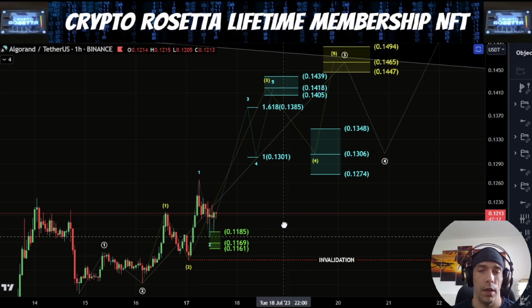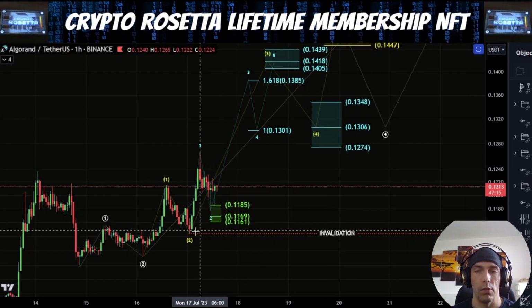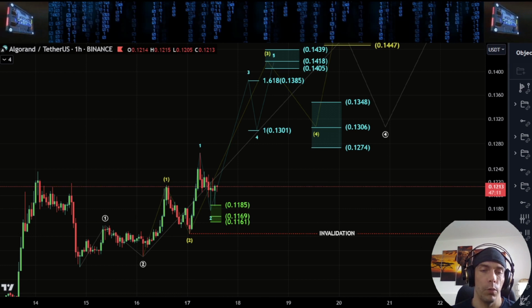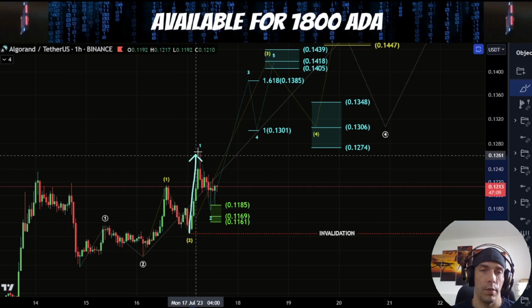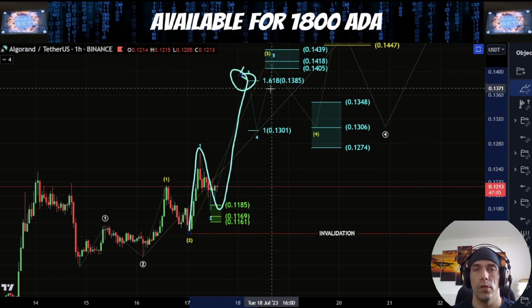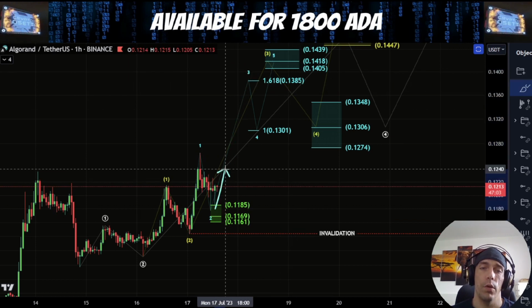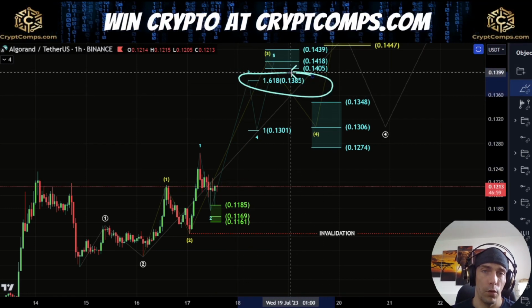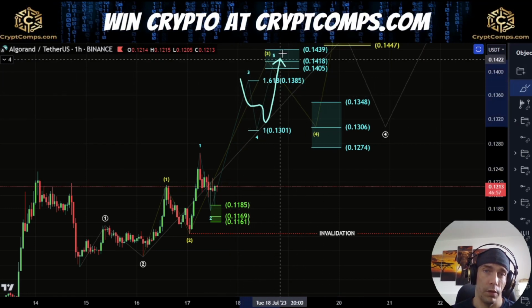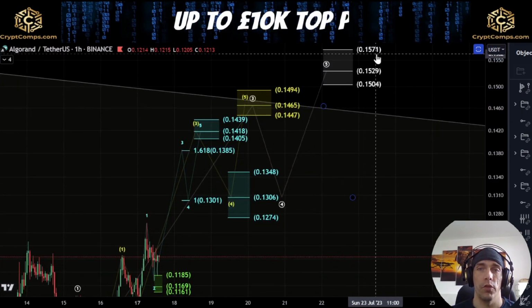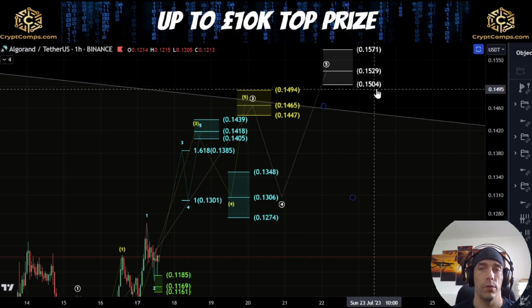Now the key thing here, once again, is that invalidation would be this low point here, this 1144. What I would then be looking for is effectively that idea that this becomes 1, 2, and we see this 3rd wave up here towards this 1385. We see a 5-wave move to the upside, something like this, and then we move up into this zone. I will be looking at this idea of these additional 4ths and 5ths, which could potentially push us up towards this 1571 to this 1504.